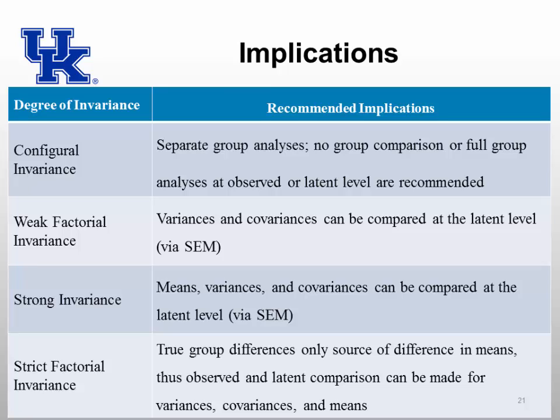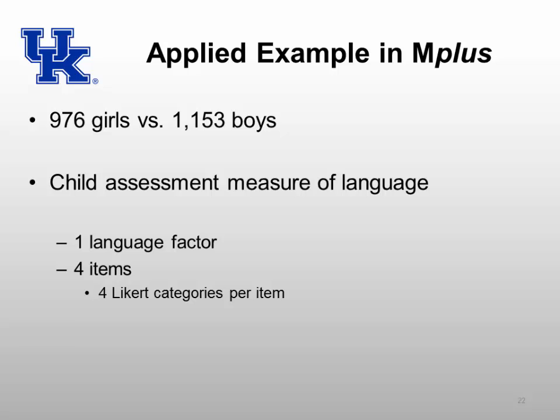Okay, we're going to walk you through an example now. Okay, here is the example we have. We choose gender as a grouping variable and make group comparisons on gender. And this is a child assessment where we focus on the language domain. There are 4 items we included, and each item has 4 developmental categories.